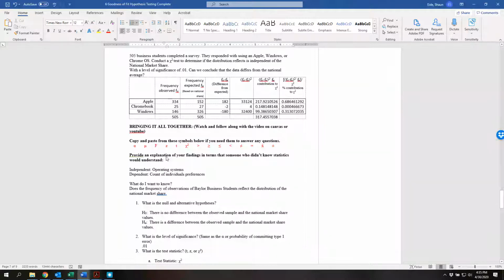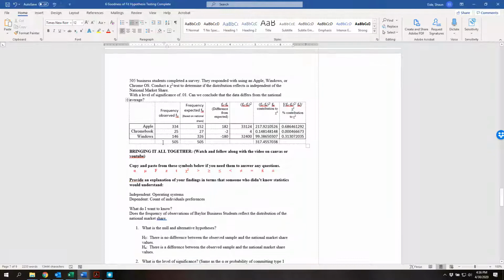Okay, in this lecture we're going to be going over chi-squared hypothesis testing when you have unequal proportions for the expected frequency. In this particular situation, this is real data on Baylor students and their use of Chromebooks, Apple computers, and Windows computers from a couple years ago. 505 business students completed this survey. They responded with using Apple's, Windows, or Chrome operating system.